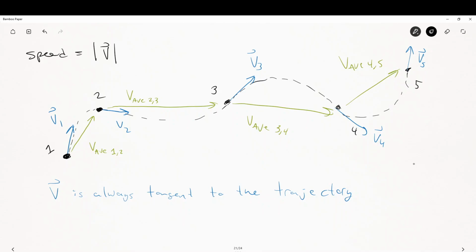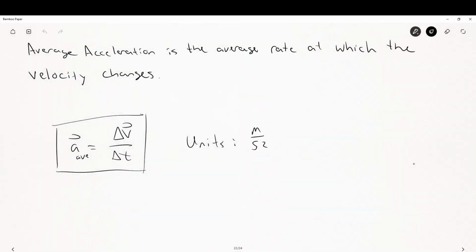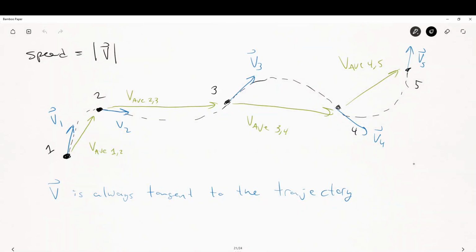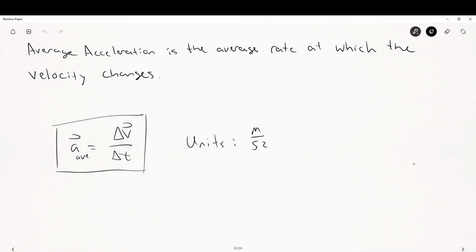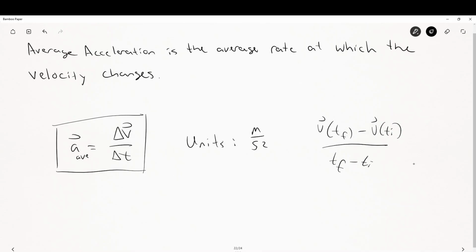So that is velocity, and now we're going to move to acceleration. So you saw that in this trajectory, the velocity was changing over time, so it wasn't always pointing in the same direction. And so we need to account for that, and that is called the acceleration. The average acceleration is just the rate of change of the instantaneous velocity over time. And so the average acceleration would just be the velocity at time final minus the velocity at time initial, divided by time final minus time initial.